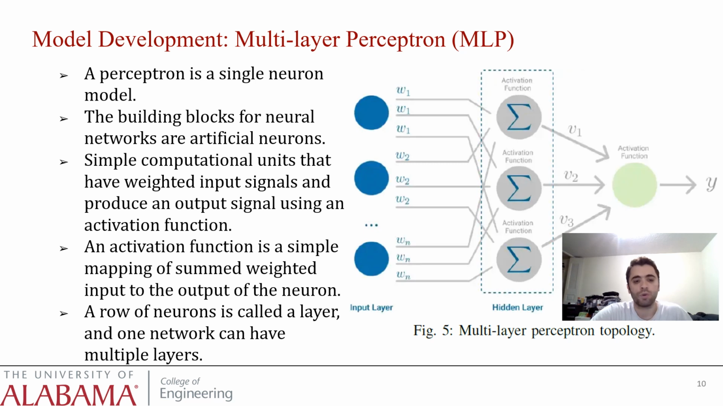A row of neurons is called a layer, and one network can have multiple layers. It must have at least one input and one output layer, as shown in this image. These blue neurons belong to the input layer, and this green neuron is the output layer. And there are some hidden layers in the middle. These W's stand for weights. This V is the weights for the hidden layer.